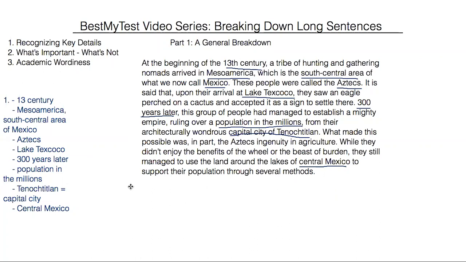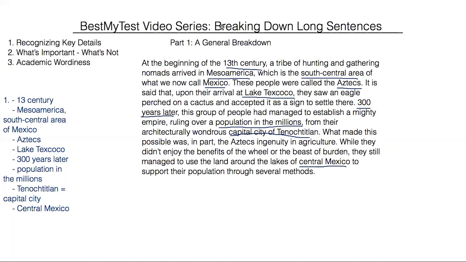Okay, now let's take a look at point number 2. What's important versus what's not. Now, for this one, especially when you're talking about taking an exam, it's hard to say for sure immediately off the bat what's important and what's not. What I mean by this is there will be a lot of information given to you in these long sentences, in these passages, but you won't need all of it. And you can't know for sure what you will or will not need until you know the questions.